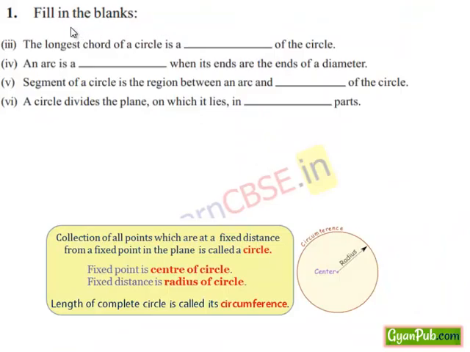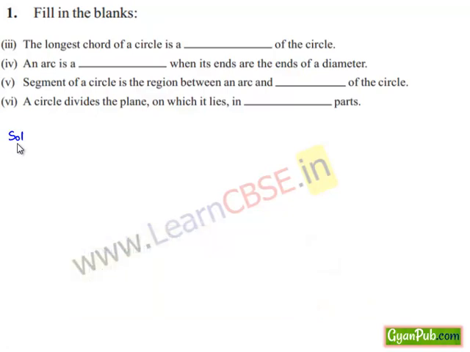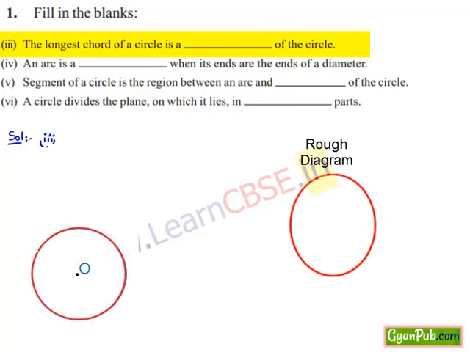Moving on to the first question, fill in the blanks. Now let us find the solution for the third, fourth, fifth and sixth bits. Initially, let us consider the third bit. For this, it says that the longest chord of a circle is a dash of the circle. Let us consider a circle as shown in the figure with center O. We know that the longest chord of the circle is the diameter.